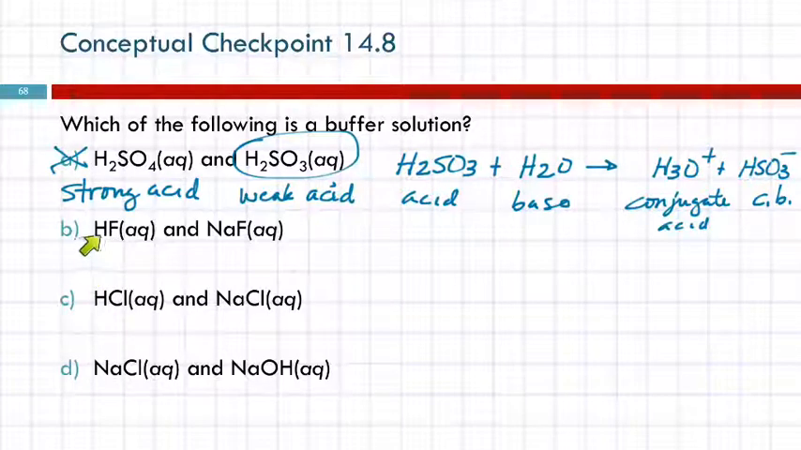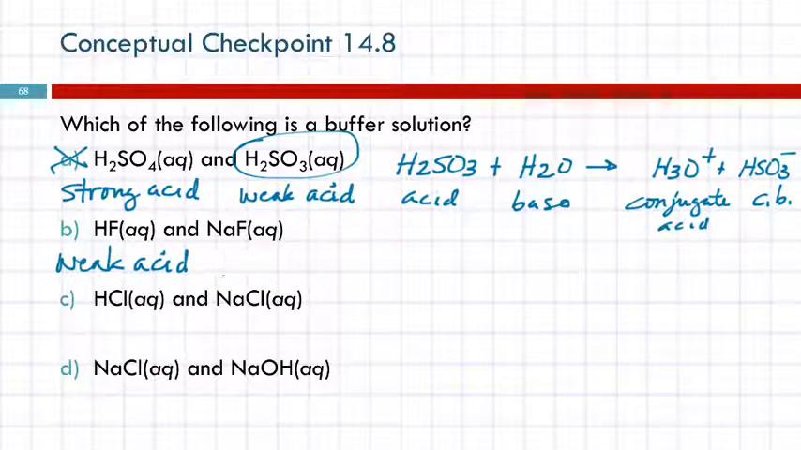Let's look at this one. HF and NaF. So this is the acid. Is it strong or weak? So there were 6 strong acids, right? The halide ions, so there was HCl, HBr, HI. HF, remember, is the little sister. Fluorine's the little sister. She's weak. She's not strong. So this is a weak acid. So here we've got a weak acid. So looking good so far.